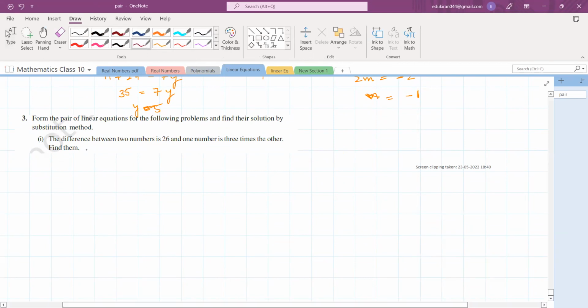Now, the difference between two numbers is 26, right? And one number is 3 times the other. So that means one number is greater and the other is smaller. Understood? Yes, ma'am. It is given here also that one number is 3 times the other. So one is greater, one is smaller. So let us assume them. So let the greater number be x or y, whatever. Let the greater number be x, right? And the smaller number be y.